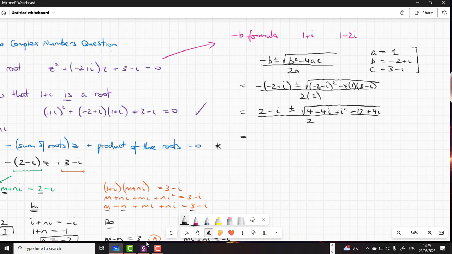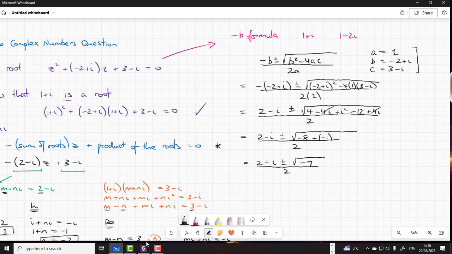So taking it down another level, we have 2 minus i, plus or minus, now let's tidy up what's inside the square root here. So we have 4 minus 12, let's say, is minus 8, first of all. And then we have minus 4i plus 4i, which gives us 0. And then we have plus i squared. Now plus i squared is plus minus 1. And then that's all over 2. Now that's 2 minus i plus or minus the root of, well, minus 8 minus 1 is minus 9, all over 2.